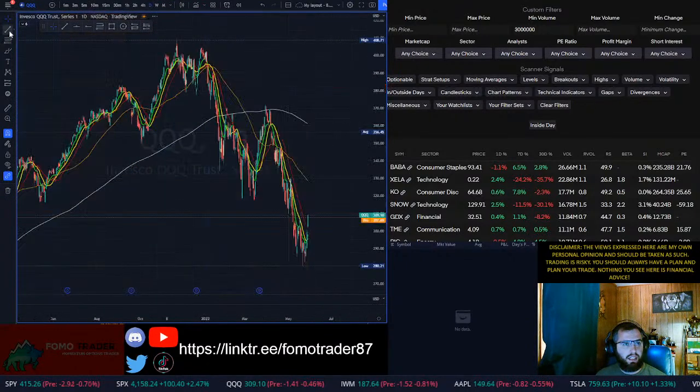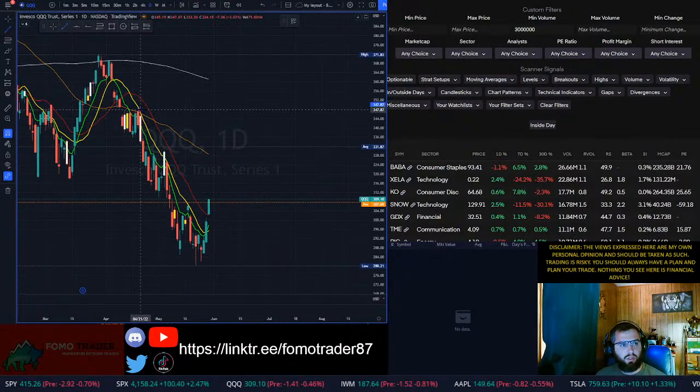If we look at the daily here as well, we can see that we had a downtrend. We broke out of the downtrend. Bulls need to maintain this uptrend or we will continue back down.